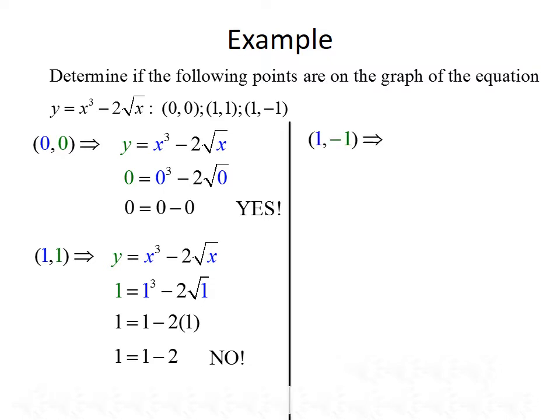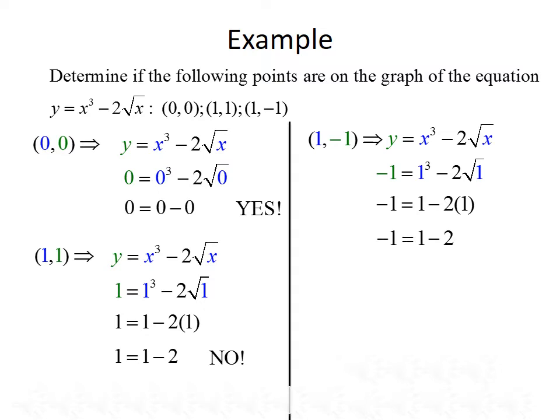And finally, we'll check out the point (1, -1). In this one, our x value is 1, our y value is -1, so we plug 1 in for x and -1 in for y, giving us -1 equals 1 cubed minus 2 times the square root of 1, which if we simplify gives us -1 equals 1 minus 2 times 1. So -1 equals 1 minus 2. Well, 1 minus 2 is negative 1, so this is a true statement, which means the point is on the graph of the equation.